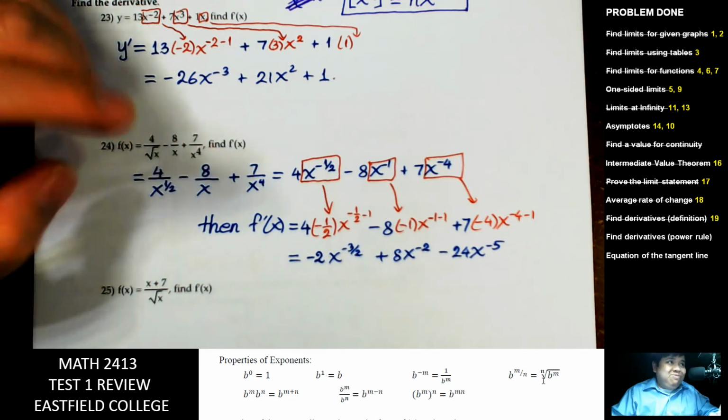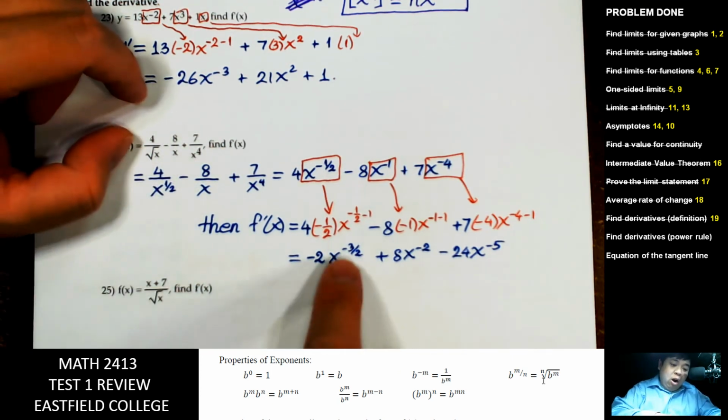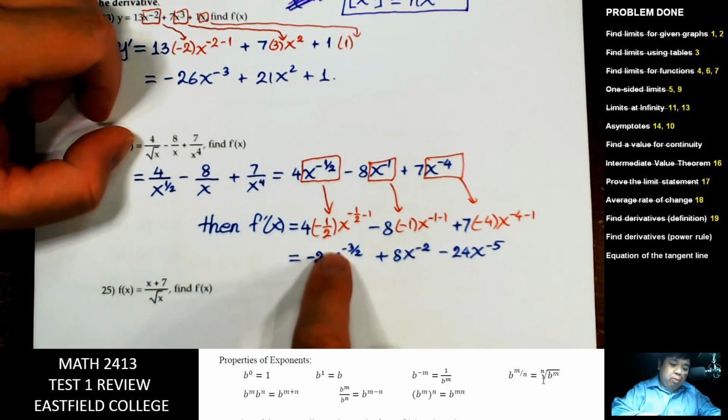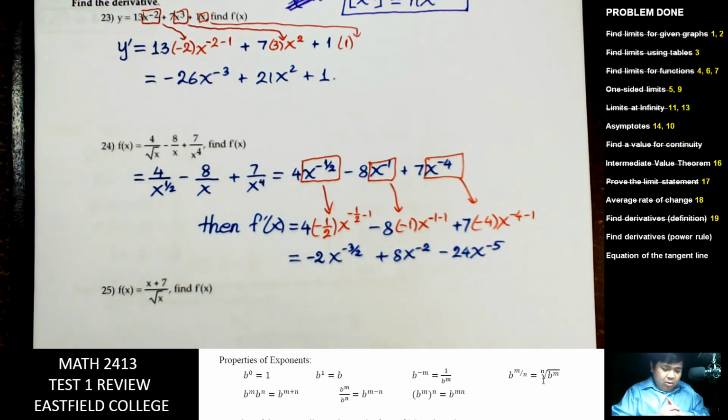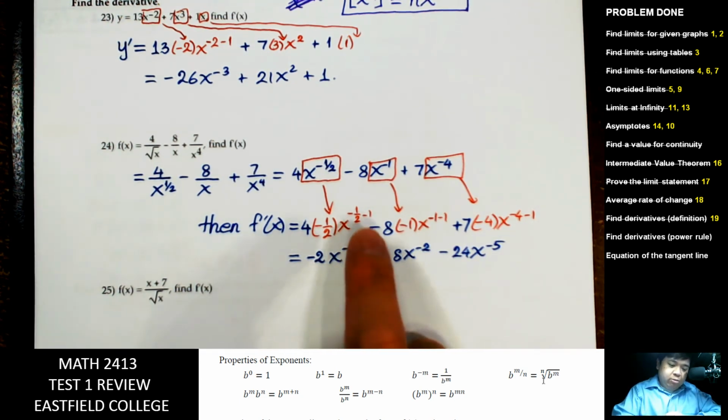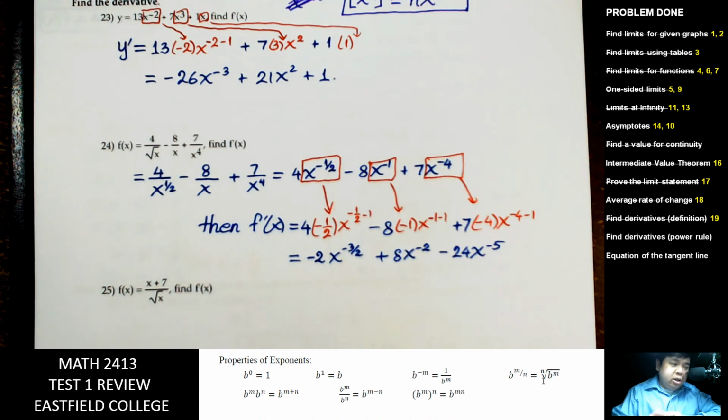Yeah, we're going to just leave it like that. Of course, we can rewrite this by moving it down and changing to a positive exponent, but we don't. And then write that in the radical square root form, but we don't need that.